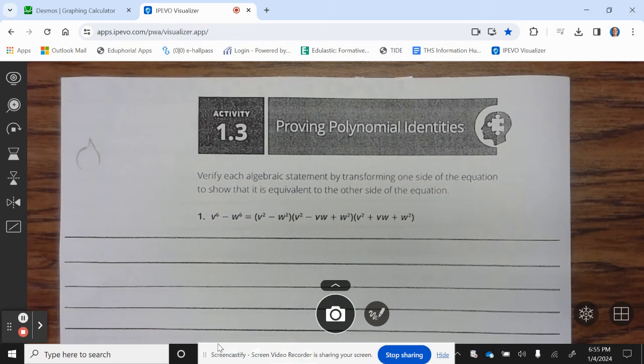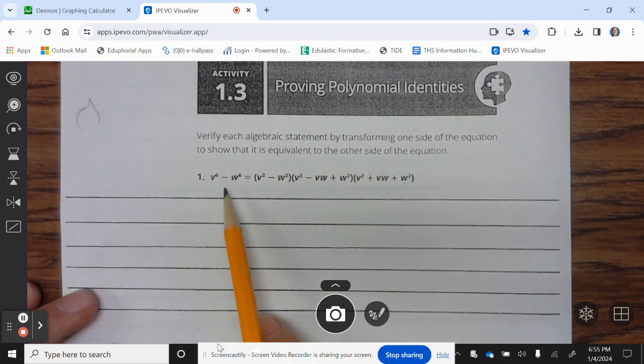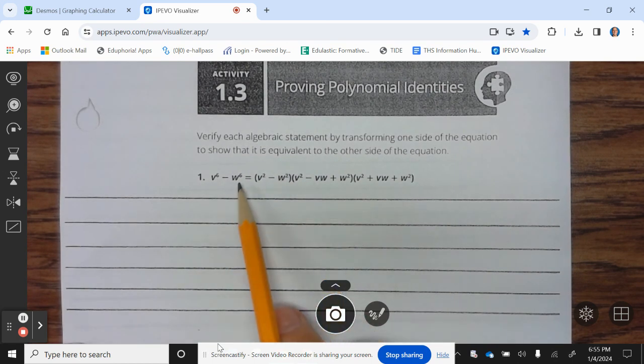Okay, considering activity 1.3, proving polynomial identities. Verify each algebraic statement by transforming one side of the equation to show that it's equivalent to the other side of the equation. All right, so the left side is pretty much simplified, v to the 6 minus w to the 6. We need to simplify the right side to verify that it's equal to the left side.